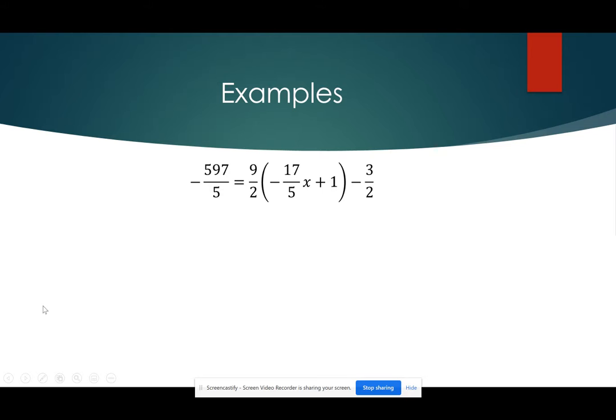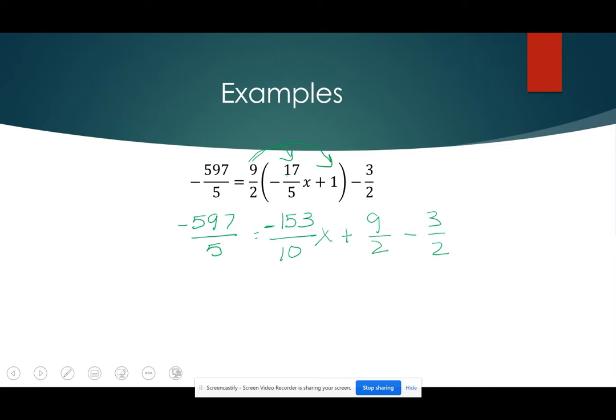So here's another one where we have fractions. So you first want to distribute because it's going to make it different for what you have to multiply. So we're going to leave our -597 over 5 equals, when you multiply fractions, you multiply the tops and then the bottoms. So we have 9 times 17 gives us 153, well, -153 over 10, because 2 times 5 is 10x, plus 9 over 2 minus 3 over 2.